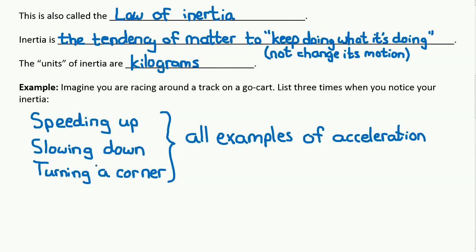And when I turn a corner, I'm changing my velocity, but not because I'm changing the magnitude, because I'm changing the direction. My velocity might go from 30 kilometers an hour north to 30 kilometers an hour east after I turn a corner. So in these two cases, I'm changing the magnitude of my velocity. In this case, I'm changing the direction of my velocity. But in all three of them, I'm changing my velocity, which means I have acceleration. So the short story here is, when do you notice your inertia? Whenever you try to accelerate.